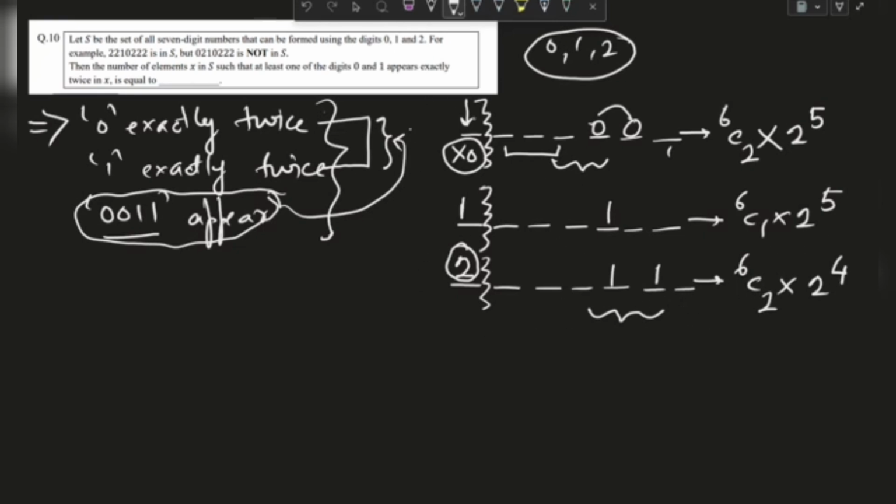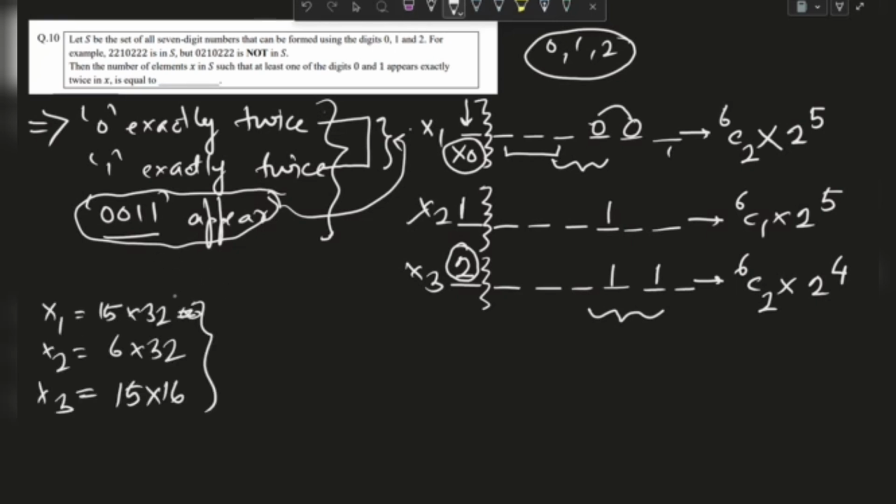Now I will try to calculate. I don't have space here. So let's take this to be, say, x1, x2, and x3. I will try to calculate this. Okay, so these are the respective values for x1, x2, and x3. We will calculate this in the last. I'm not finding the values now. Maybe it will cause some easy calculation.